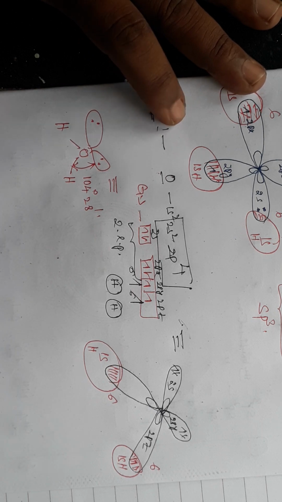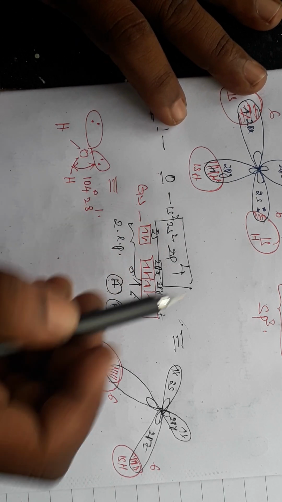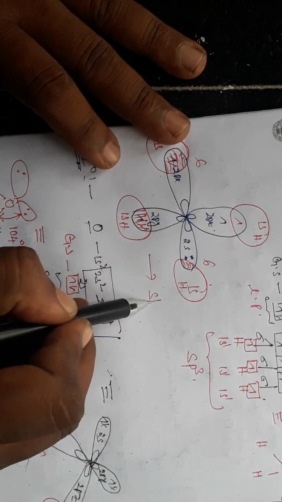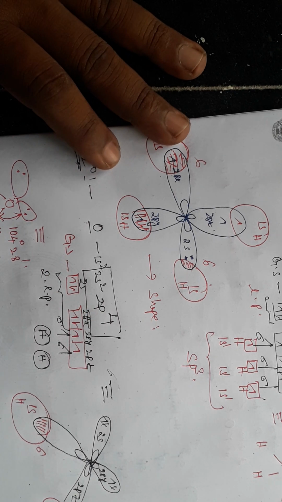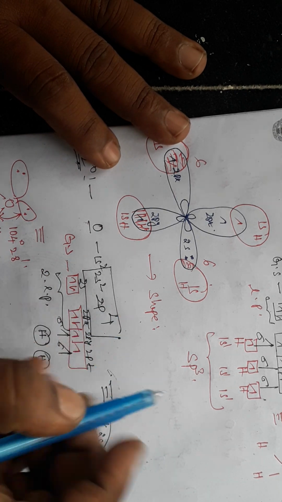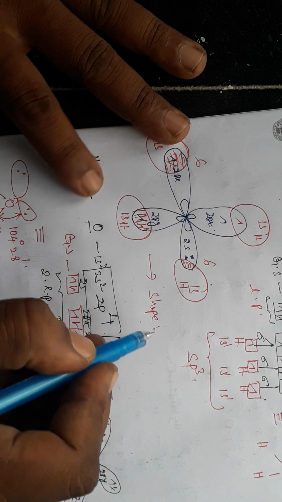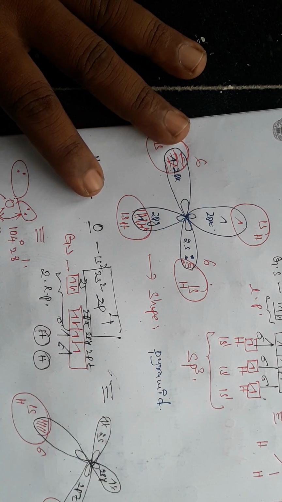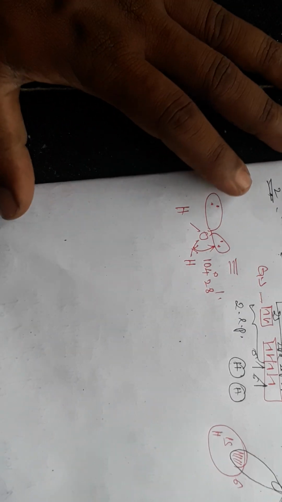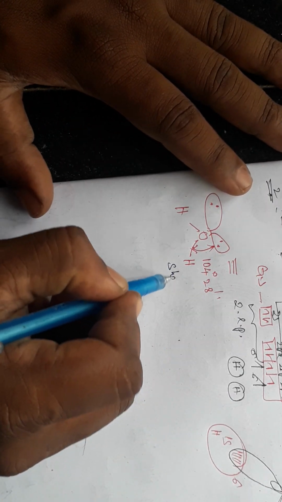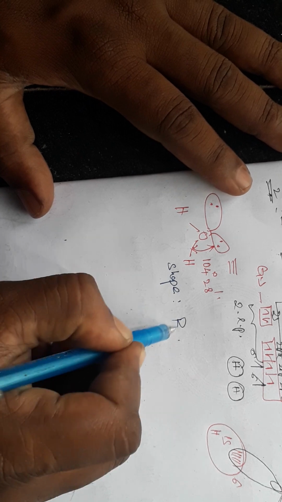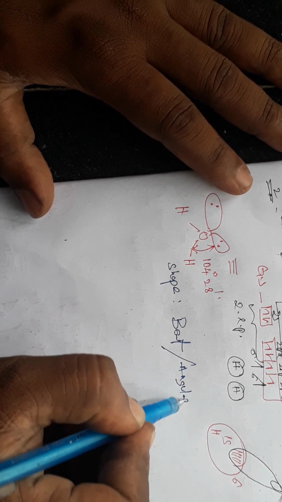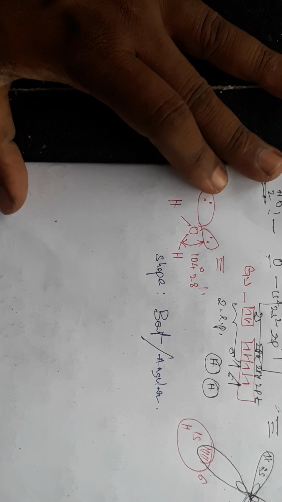So here the lone pair of electrons of nitrogen determines the shape. What is the shape of the nitrogen in the NH3 molecule? Pyramidal, or pyramid shape. Now the water molecule shape is bent or angular shape. This is the water molecule.